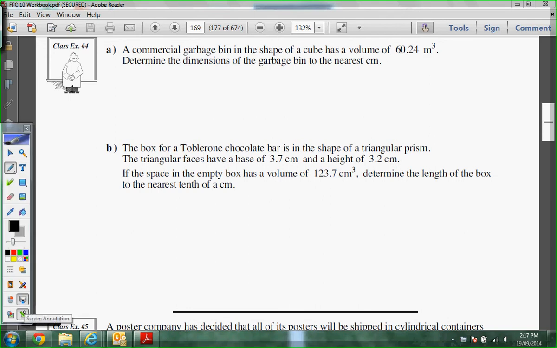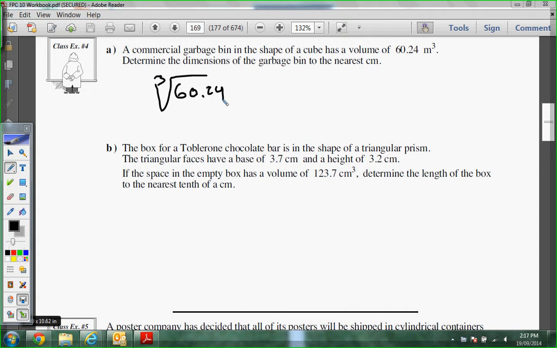Okay. Commercial garbage bin in the shape of a cube has a volume of 60.24. Determine the dimensions of the garbage bin to the nearest tenth. So a commercial garbage has its dimensions of a cube. So that means the length, width, and height, they're all what? The same. So what do we have to do to 60.24? Cube root it. Good. You have to cube root it. You can do that on your calculator.